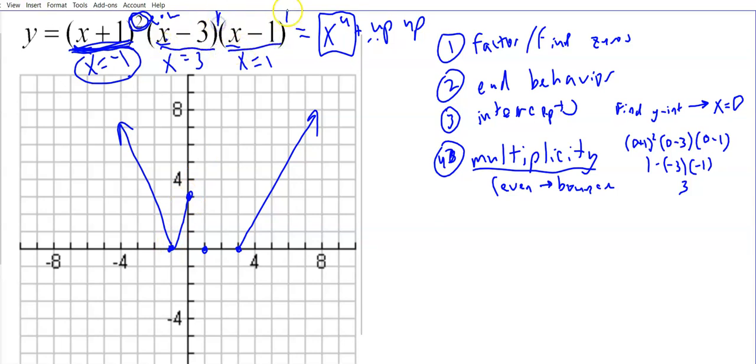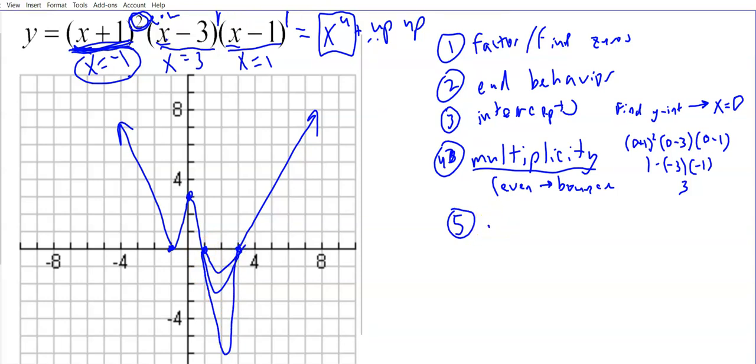They have a multiplicity of 1, which is odd, which means the graph is going to cross through. So it's going to come down and then come back up. Really, there's only one value, so step 5 is somewhat optional, but it depends on the graph. If you're not sure how far, like here, I don't know if it maybe only goes down a little bit, maybe it goes down a lot in between those points.